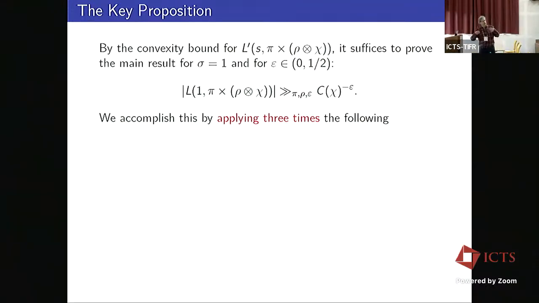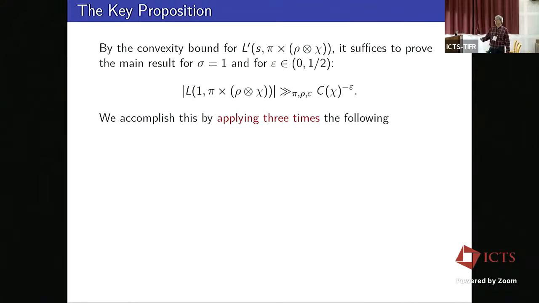And now I jump into the proof, so I still have 30 minutes, that's good. I do want to spend 30 minutes on the proof. Now, for the convexity bound for the derivative of the twisted Rankin-Selberg L function, it suffices to simply prove a lower bound at the point s equals 1.